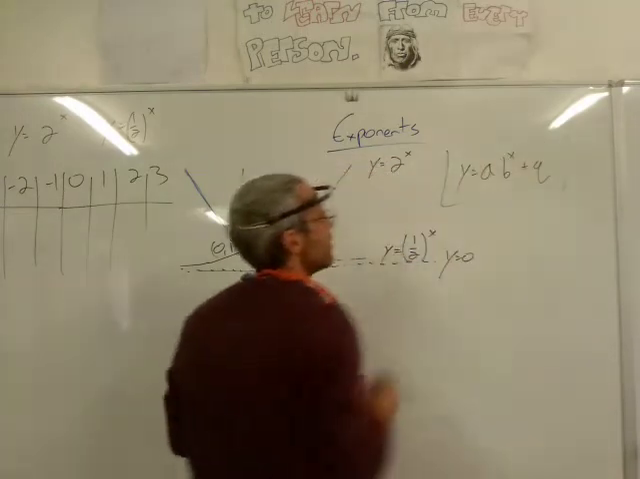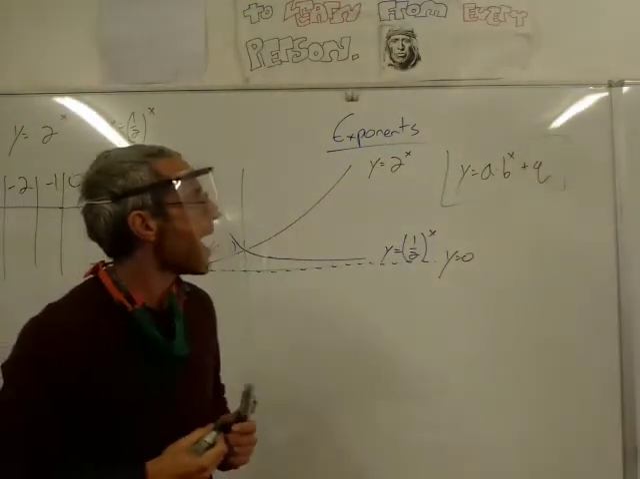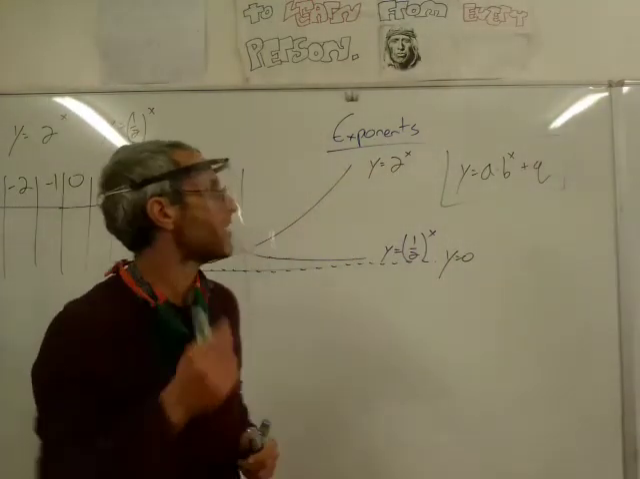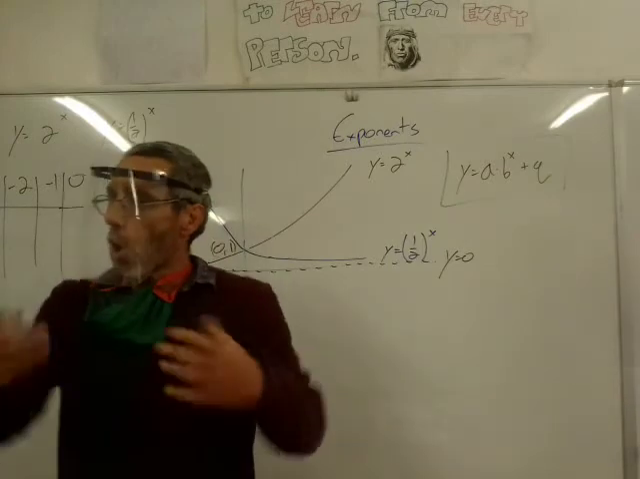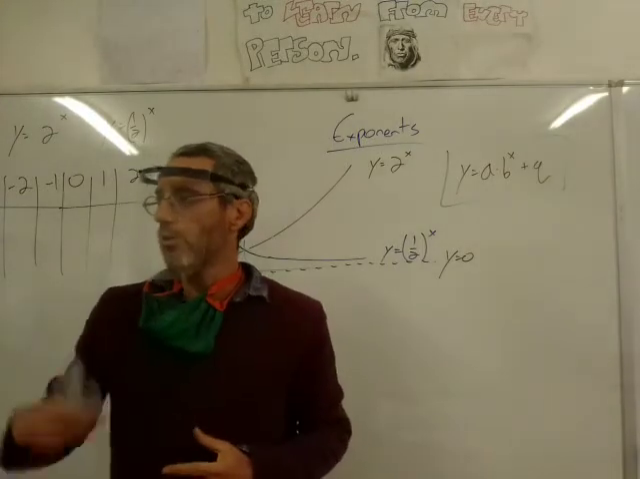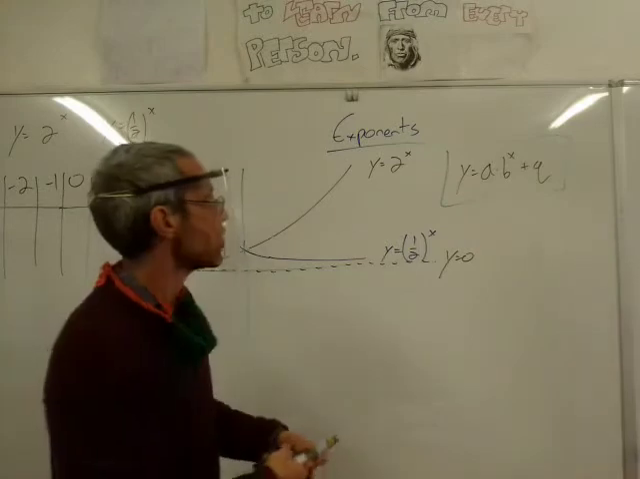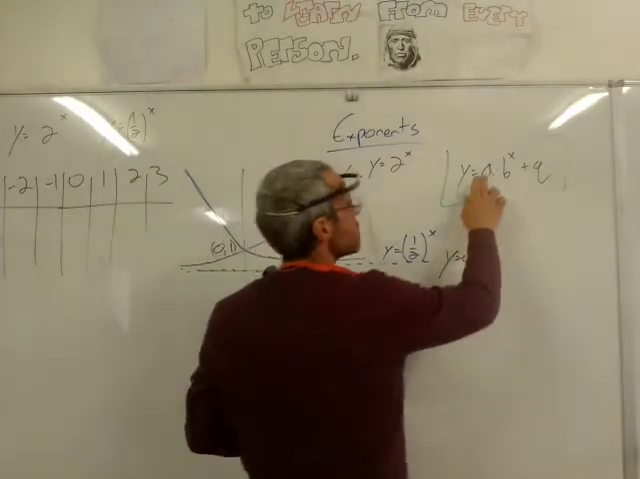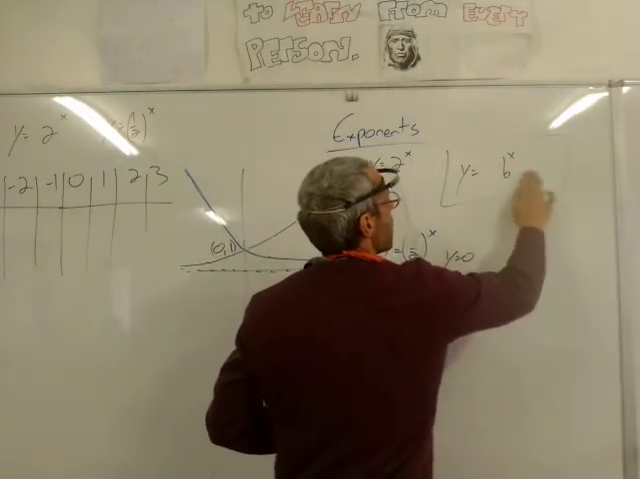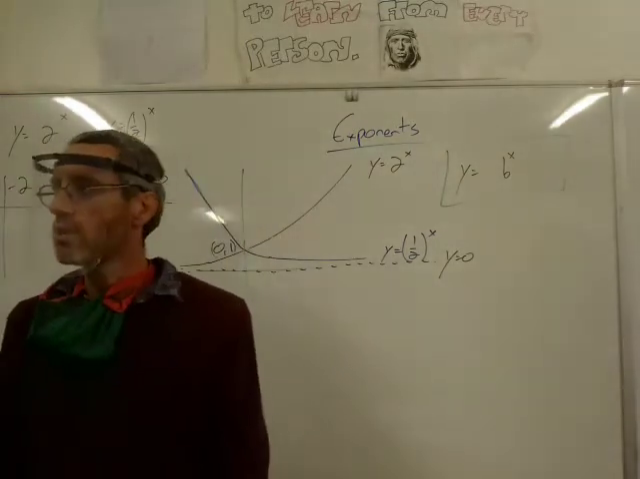Now, the family of functions that we're looking at is this. It looks a little complicated. Y equals a times b to the power of x plus q. But as always in math, we start with simple, and then we build up to the more complicated. So today we are only going to look at b to the power of x. We're going to add the a and the q later.